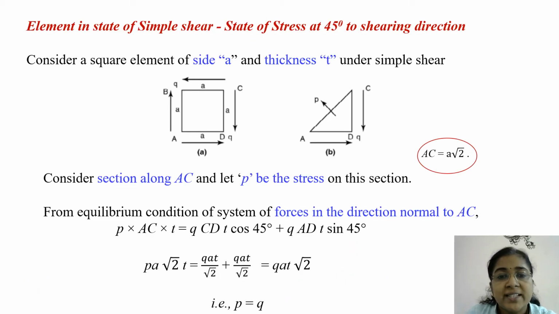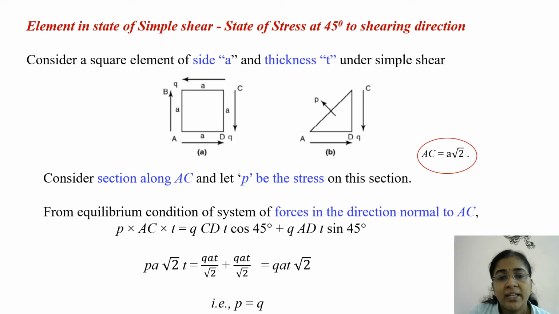Now, let us consider the effect of these shearing stresses on a plane at an angle of 45 degrees to the shearing direction. Now we are considering the element in a state of simple shear, that is, at all four sides the shear stress is of the same intensity, that is Q. Now we can consider a square element.